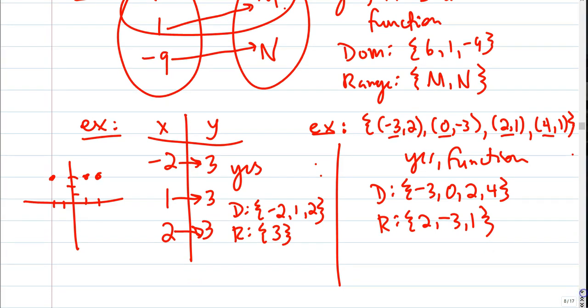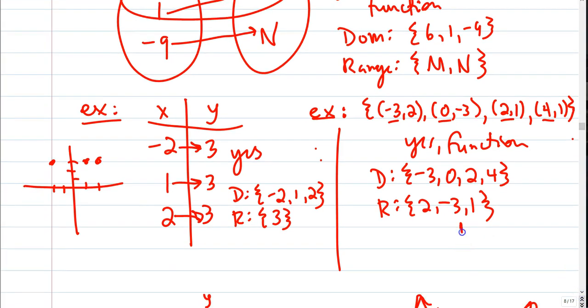If you're not sure, plot the points. Negative 3, 2. 0, negative 3. 2, 1. And 4, 1. This is okay. Every point passes the vertical line test.